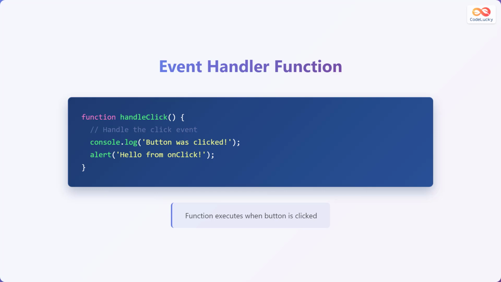The event handler function, in this case handleClick, contains the logic you want to execute when the button is clicked. This function can perform a variety of actions, such as updating the component state, making an API call, or navigating to a different page. As you can see, inside the handleClick function, we have included a console.log statement to log a message to the console and an alert to display a pop-up message. When the button is clicked, you will see "button was clicked" in the console, and an alert box will pop up on the screen.